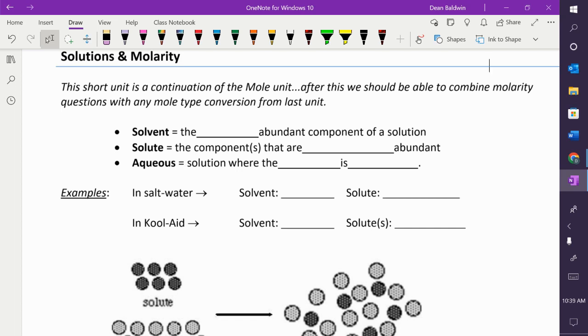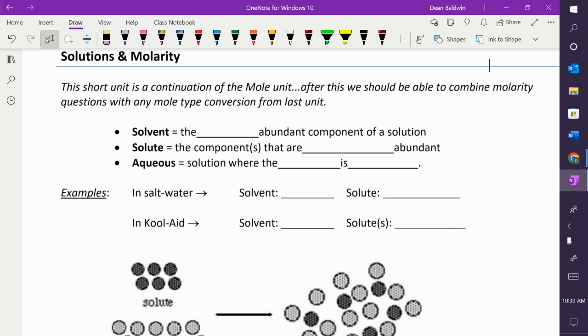So this stuff will never go into solution. If you can't dissolve anything more, we'll learn this later on, this is called a saturated solution. But basically, this unit's all about dissolving something else. So some terminology, because there's always terminology in chemistry.